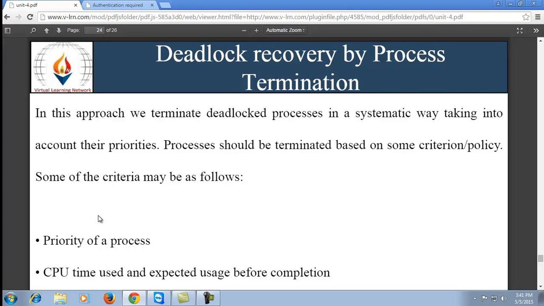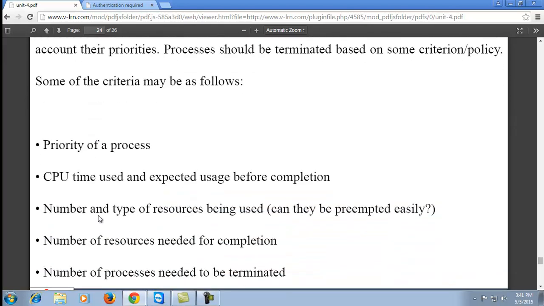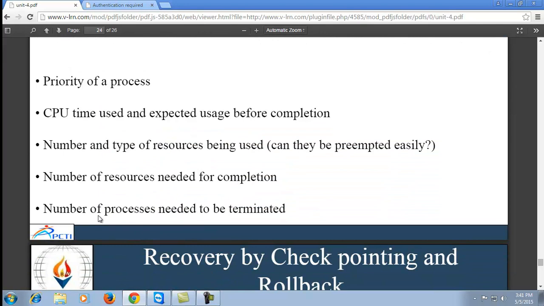Next is CPU time used and expected use before completion. Next is the number and type of resources being used. Can they be preempted easily? We can calculate how many resources are allocated to the processes and how many resources remain for further allocation. Also, the number of processes that need to be terminated to prevent the system from entering the deadlock condition. Recovery by checkpointing and rollback.